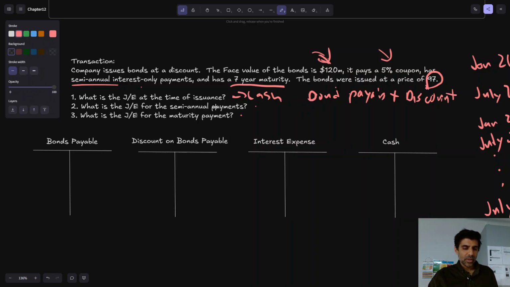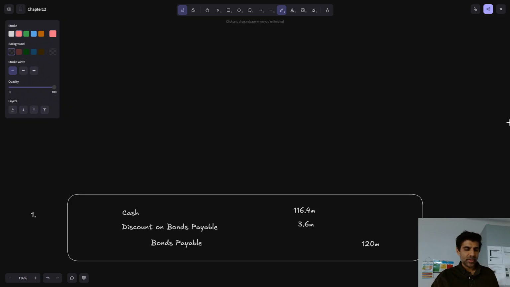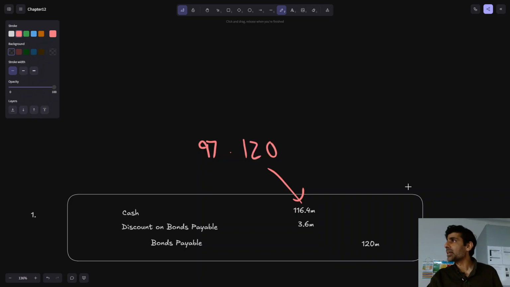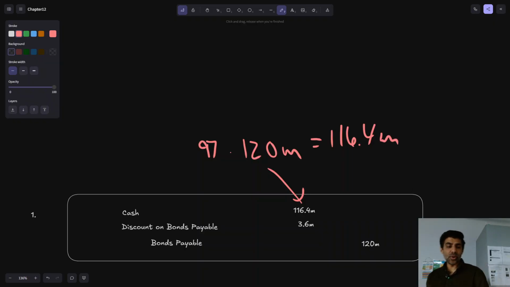So if we look at how this is going to work, you can see it here. So how did I get 116.4 million? Well, we know that the bond's priced at 97. We know the par value is 120 million. So what's 97% of 120 million? What do you think it is? It is 116.4 million. So the bond investors are only going to pay 97 cents on the dollar. So they're only going to give this much cash to the company.